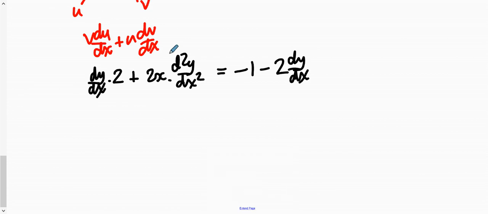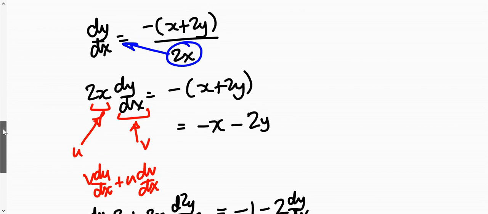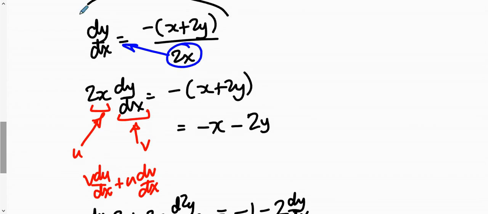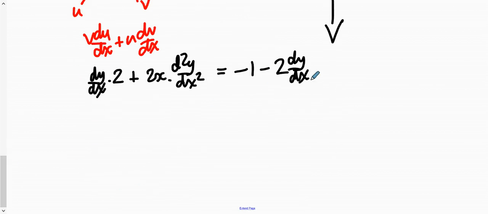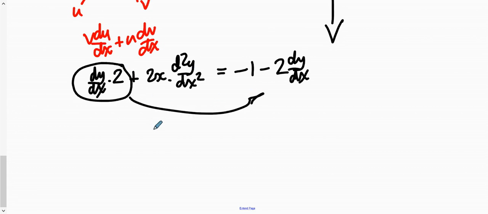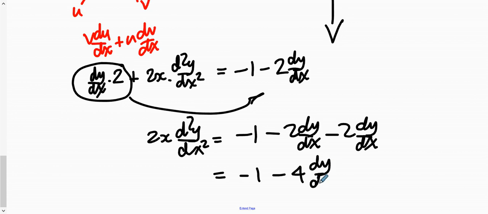So now I need to isolate d2y by dx squared. It might be worth actually putting in dy by dx at this stage, replacing that. But it might be worth just tidying it up a wee bit before we do that. So what I'm going to do is take that over to this side because I want to isolate the d2y by dx squared. So 2x d2y by dx squared is negative 1 minus 2 dy by dx minus 2 dy by dx. So that comes out as minus 1 minus 4 dy by dx.